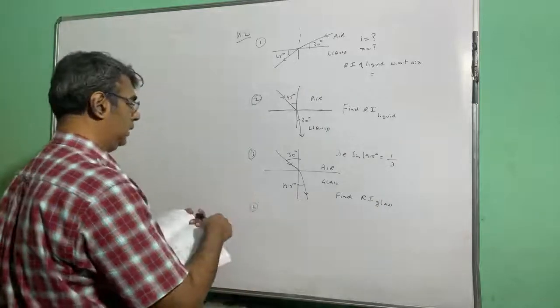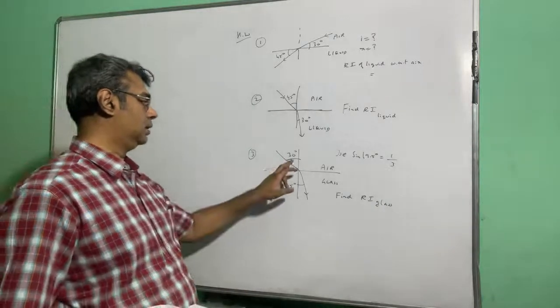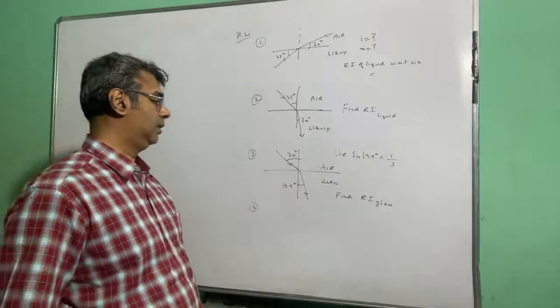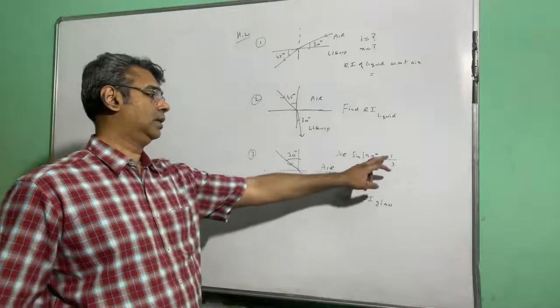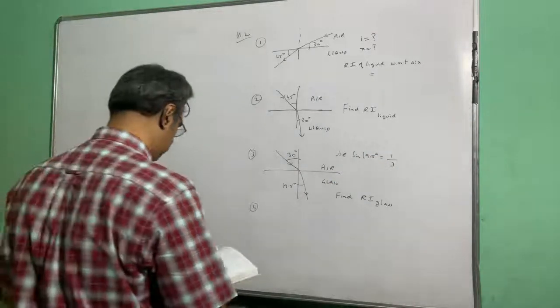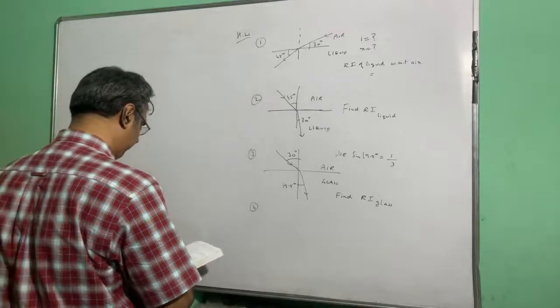Then question number 3. The angle of incidence in air is 30 degree and the angle of refraction in glass is 19.5 degree, and you are given that sine 19.5 degree is 1/3. So the question is, find the refractive index of glass.